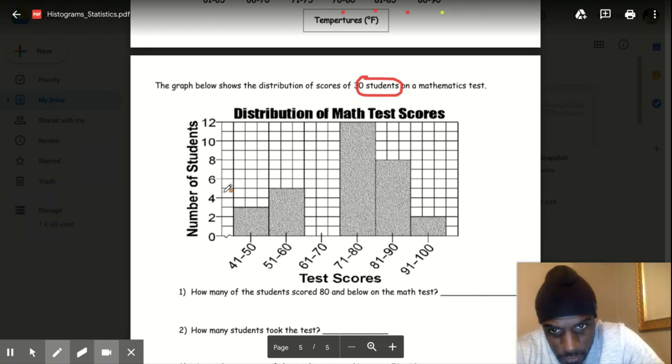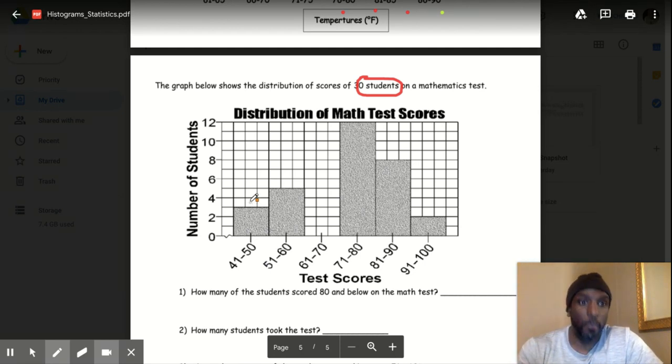Right here, this is between 2 and 4, so this has to be how many students? 3. This is between 4 and 6. So what is that? That's 5. This is nothing here because that's 0. This right here is 12. This goes back to 8. And this one goes back to 2. You add all those together, you should get your 30 students.